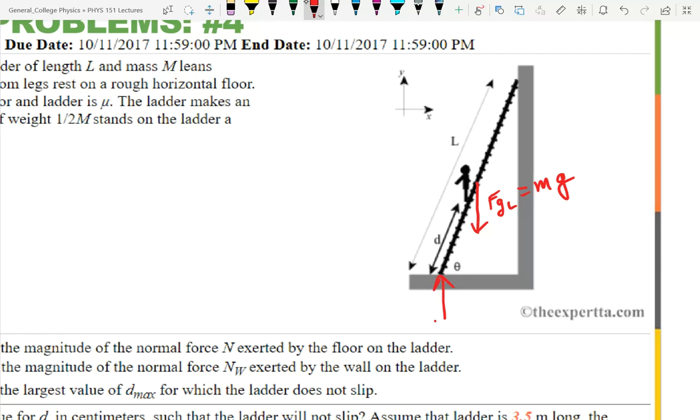There's also one at the top. So I'm going to call this force normal. I'm going to call this one here force wall. They're both normal forces, but I have to give them different names. I can't call them both force normal. I could call them force normal 1 and force normal 2.